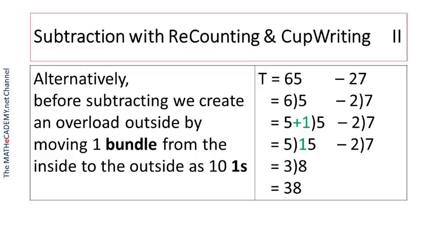Alternatively, before subtracting from 65, we create an overload outside, by moving one bundle from the inside, to the outside, thus recounting 65, as 5 bracket 15. If we subtract 2 bracket 7, we get 3 bracket 8, or 38.